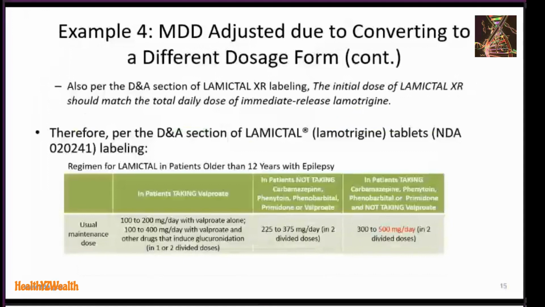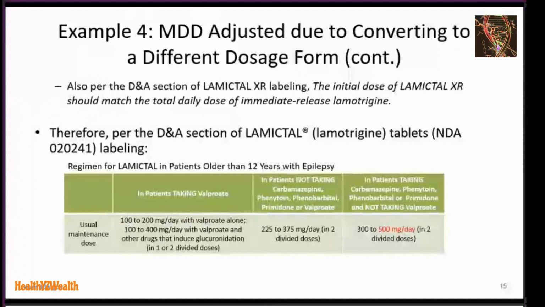However, if you read further into the dosage and administration section of Lamictal XR labeling, the initial dose should match the total daily dose of immediate-release lamotrigine. Therefore, we need to refer to another product labeling to see if that impacts the maximum daily dose of Lamictal XR. The dosage and administration section of Lamictal labeling is over 11 pages and contains 6 tables for recommended dosing in various patients, so I'll just highlight some of the information.